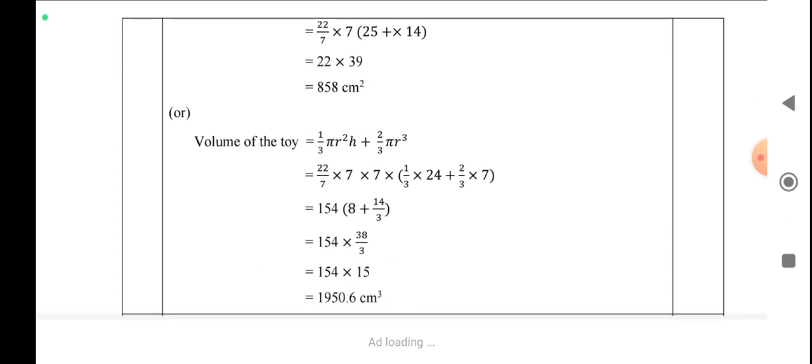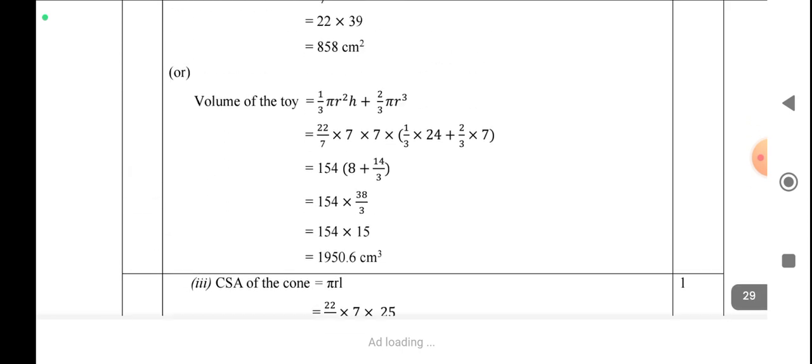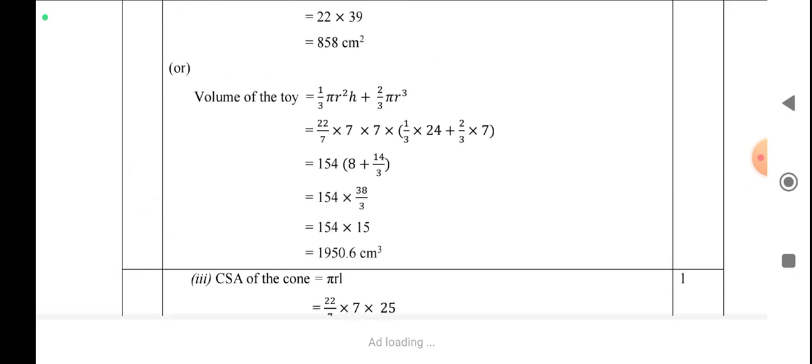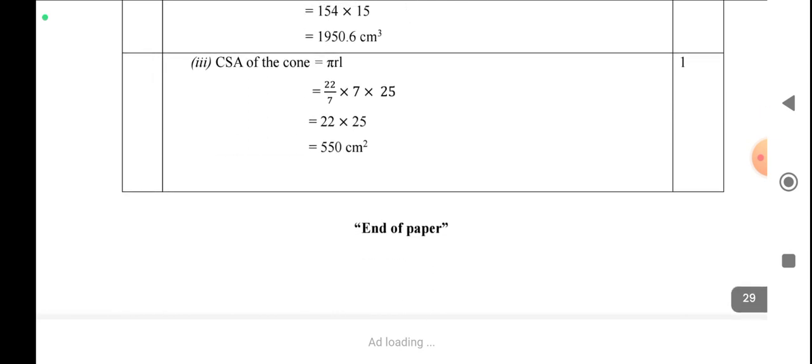Now the volume of the toy: volume of the cone plus volume of the hemisphere. 1 by 3 pi r square h plus 4 by 3 pi r cube. Add both properly and get the answer 1950.6. CSA of a cone is pi r l. Substitute it and get the answer 550 centimeter square.